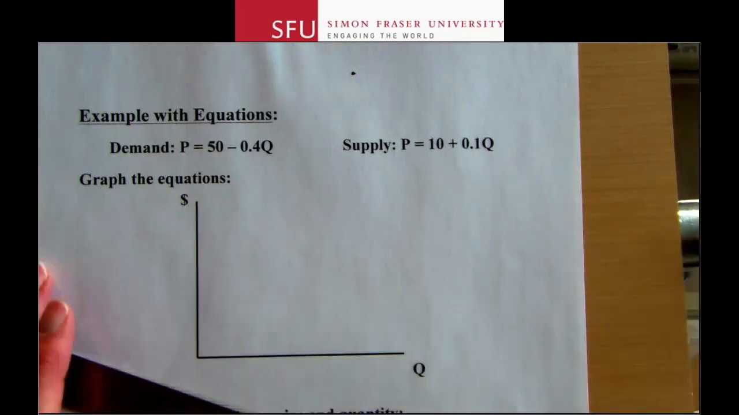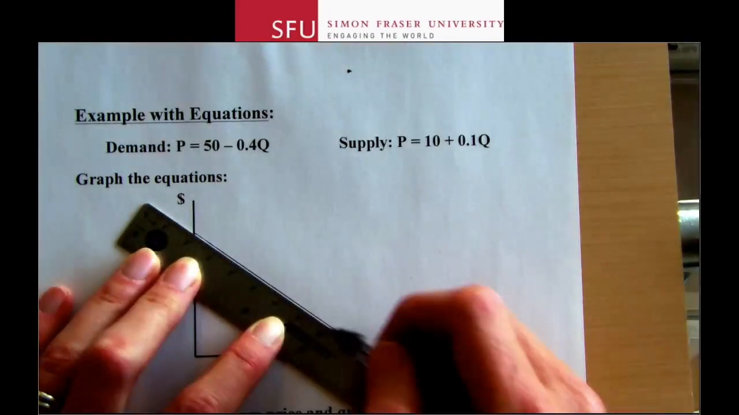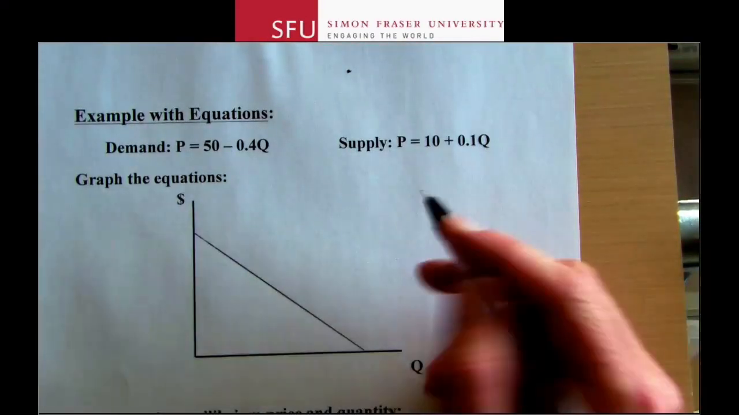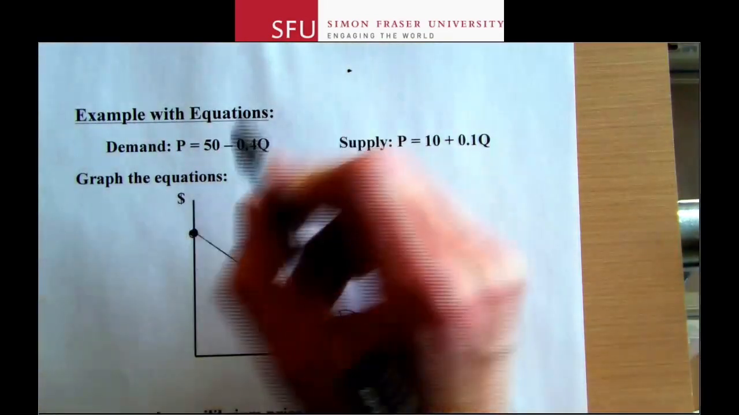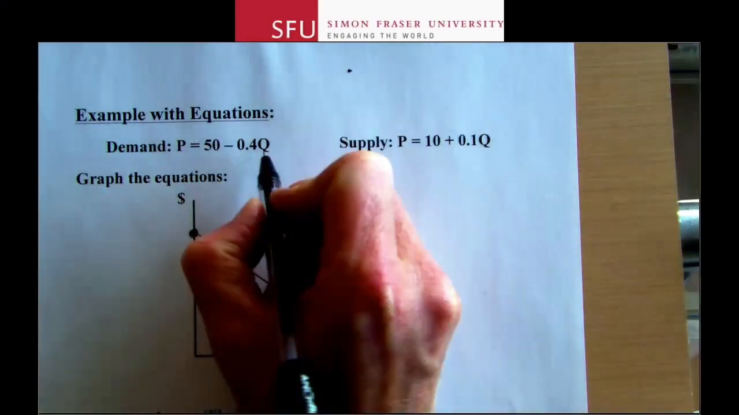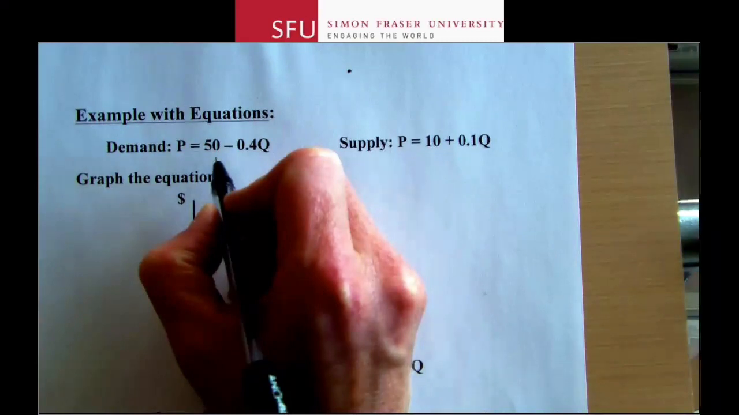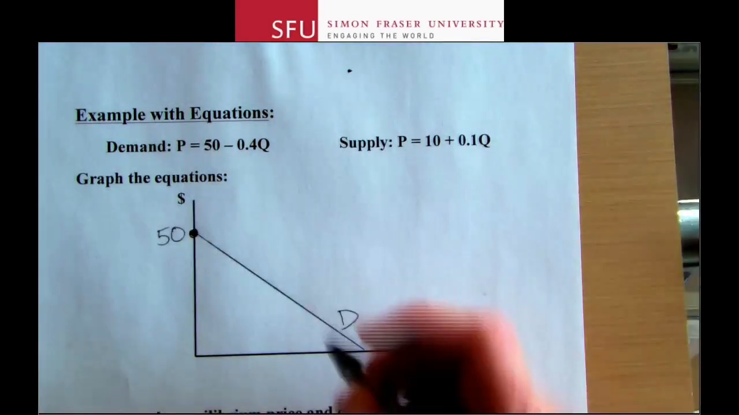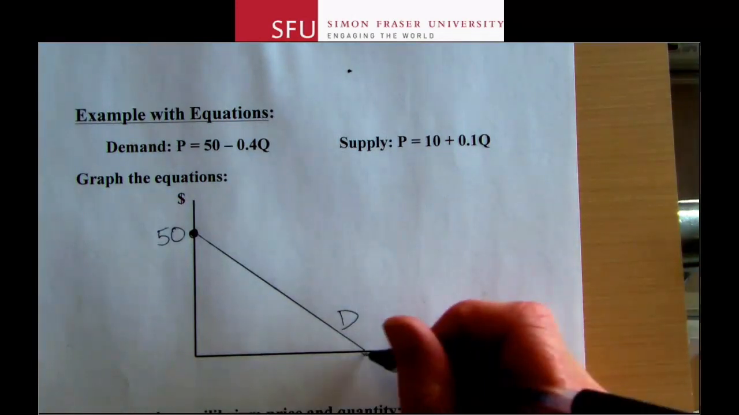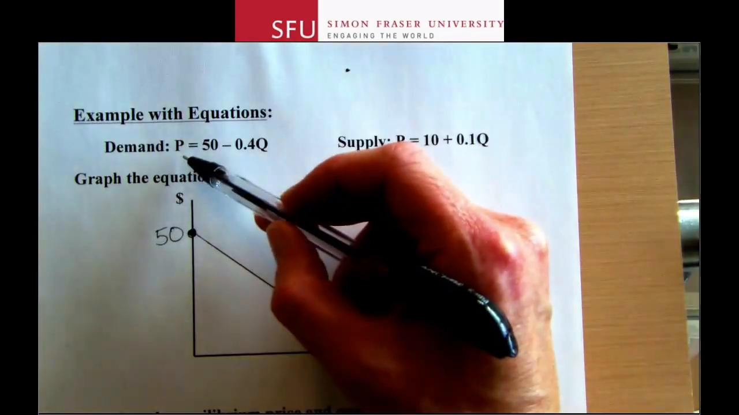So for the demand curve, I'll just start with that. Let's just draw a downward sloping line. And then the important numbers would be the intercepts. This price intercept is when the quantity is 0. So when the quantity is 0, price will equal 50. So demand curve, price intercept is 50. And the quantity intercept is the quantity when the price is 0.